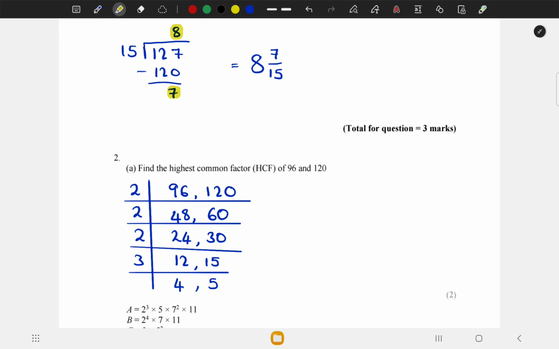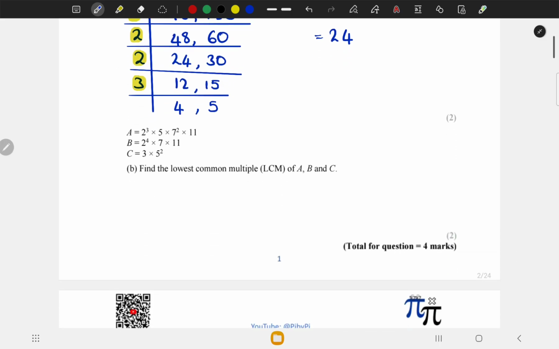The question asked me to find the HCF, the highest common factor, and all I need to do now is multiply these numbers that I have on the side. So 2 multiplied by 2 multiplied by 2 multiplied by 3, which gives me my HCF as 24.